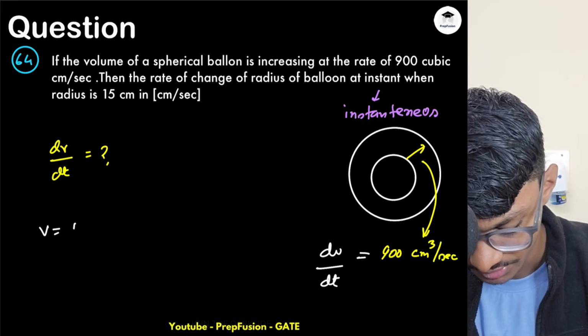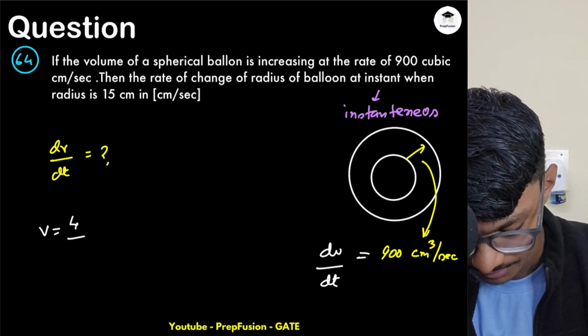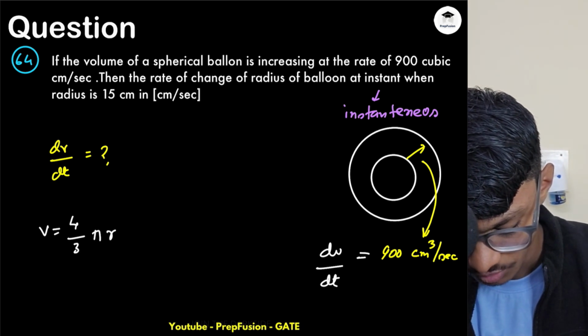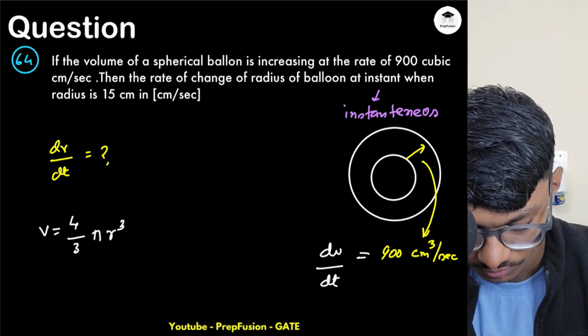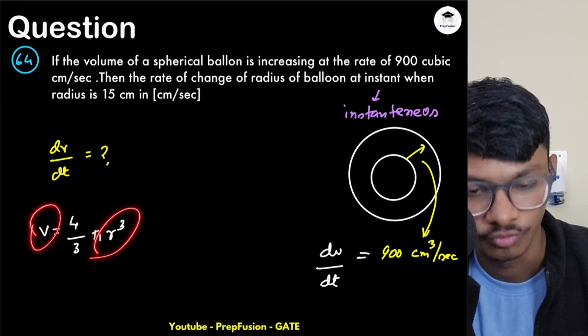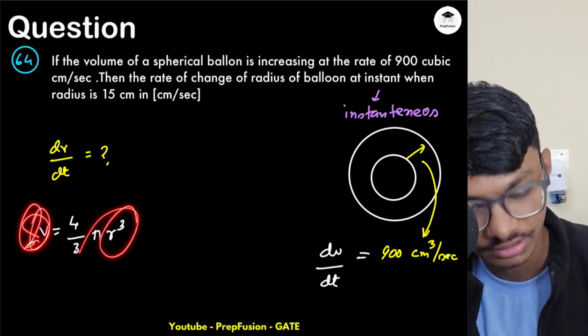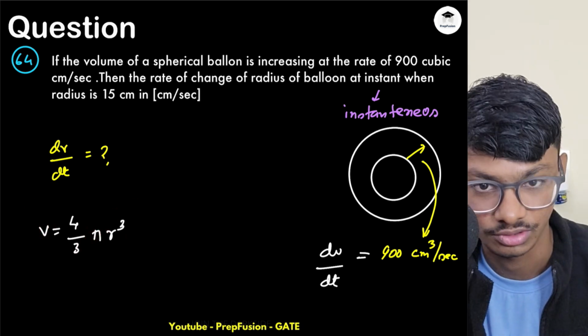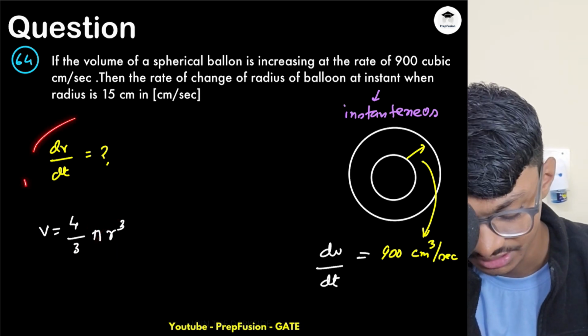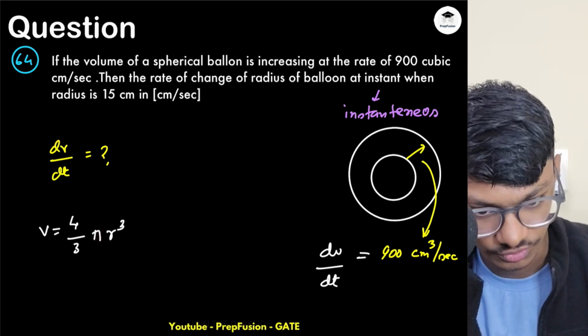The equation of volume of a sphere is 4 pi by 3 into r cube, right? This is the equation of volume. Now I have radius and volume over here. So if I differentiate this with respect to time, the right hand side will also be differentiated with respect to time, and I will have this dr by dt on the right hand side. How? I'll show you.